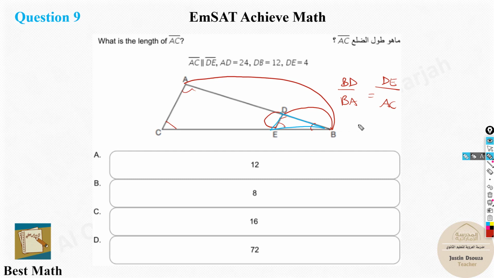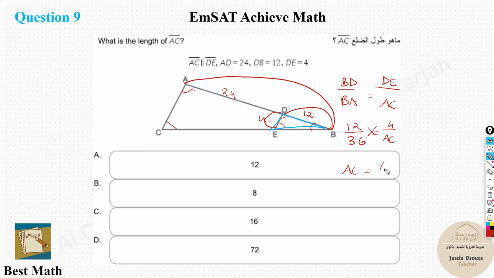What is BD value? DB is 12 divided by, what is BA? We know AD is 24 and DB is 12. So add them both up, it will be 36. Equals, what is D? D is 4 divided by AC is unknown. This is what we have to solve. You can just do cross multiplication and solve, or use a calculator. This has an X value and you can solve it.